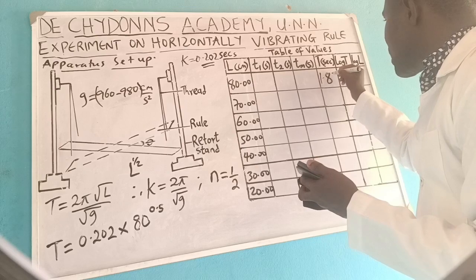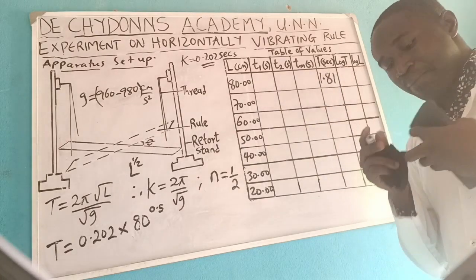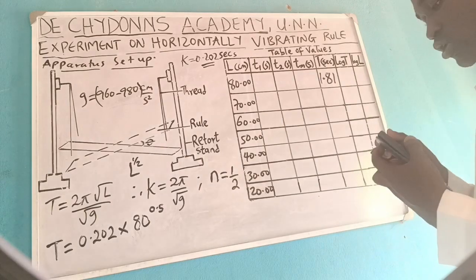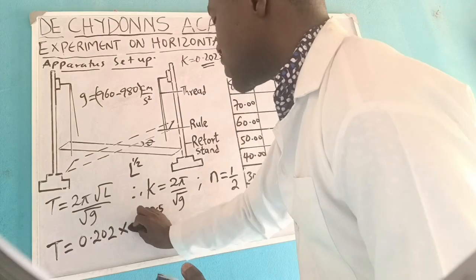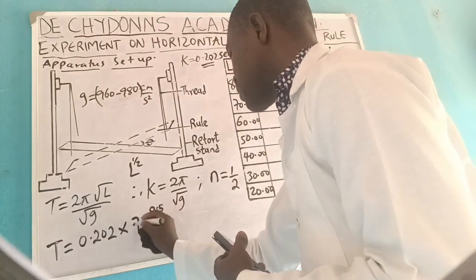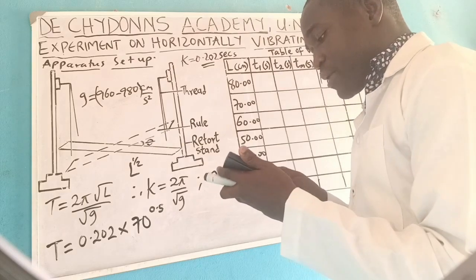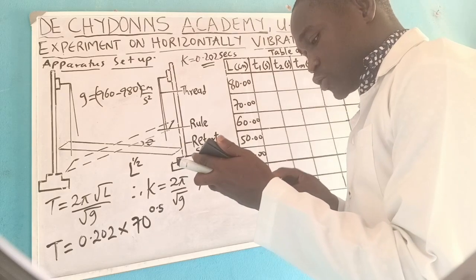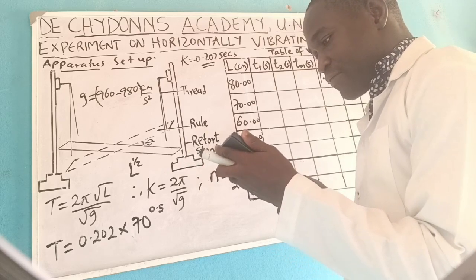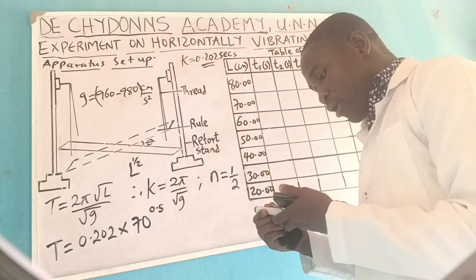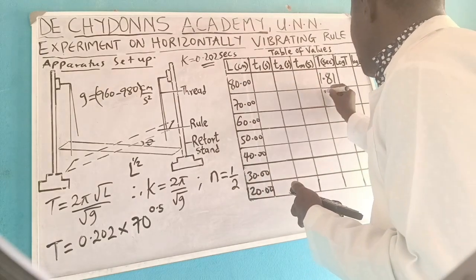1.81, approximately. Put it in 2 decimal places, so to speak. You do the one for 70 by cleaning this 80 and replacing it with 70. We don't want to perform the experiment, so that is why we are doing it this way. Times 70 raised to the power of 0.5 gives 1.69.